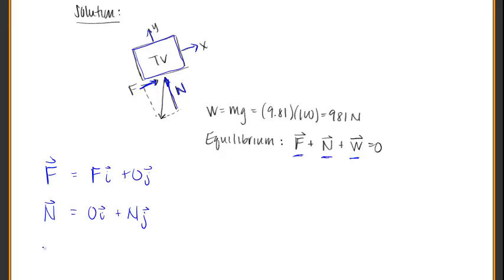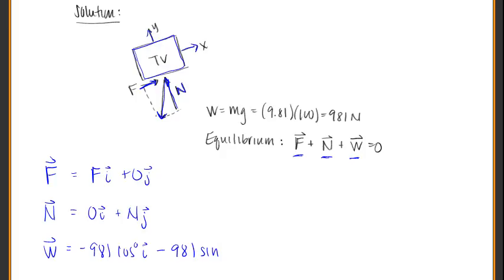The weight, because it does act in both directions, it's the one coming down right here, it does have an X and a Y portion. Because it's kind of coming to the left with respect to the X axis, it's a negative 981 times the cosine, and again, because it's down, it's also going to be negative for the Y.